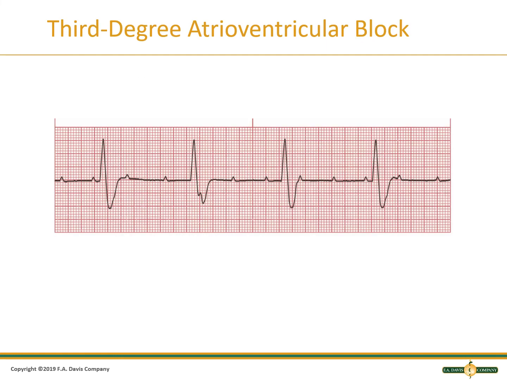As the name implies, in the third-degree AV block, the SA node impulses are blocked and do not reach the ventricles to stimulate contraction. This is also known as complete heart block or the third-degree heart block.